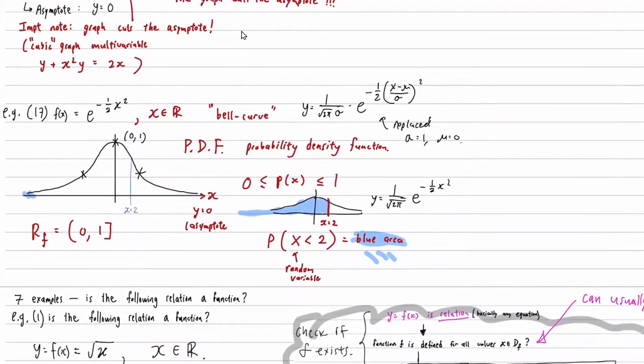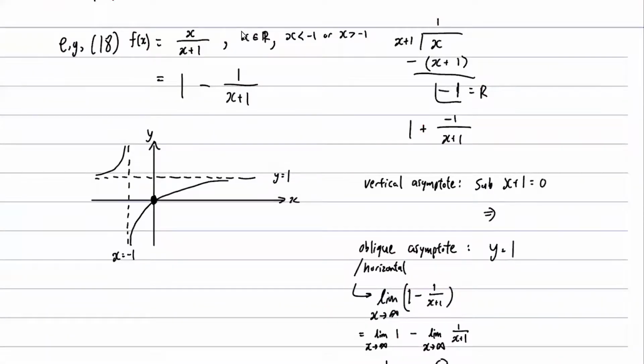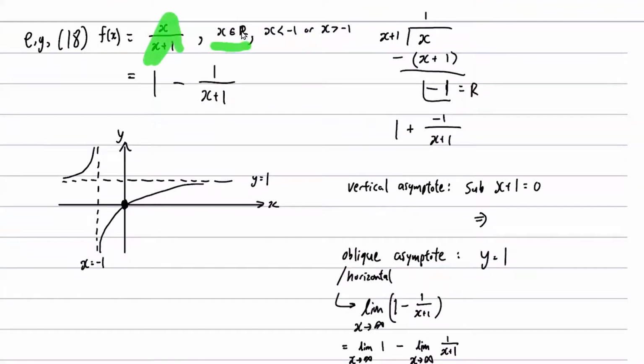Example 18. You have f(x) equal to x over x plus 1. They tell you that x is an element of all real numbers, x less than negative 1 or x more than negative 1. So it means you're excluding negative 1 itself, right? So what's another way to phrase this domain? It's to say x is an element of all real numbers, but you slash open curly brace, negative 1, close curly brace.